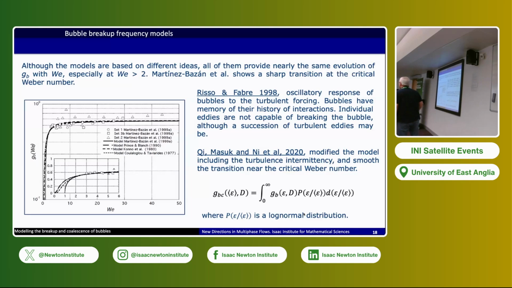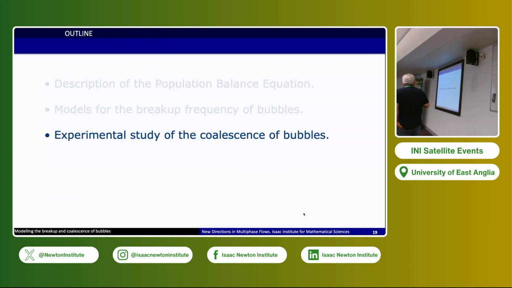So they only have differences at this nearly 1 Weber number. So in that case, we are happy with the breakup frequency for the model. It seems that independently of the model that we want to apply, they will probably give the same frequency in dimensionless form.